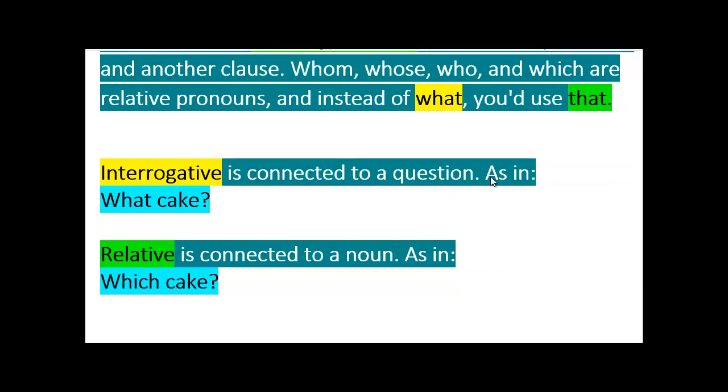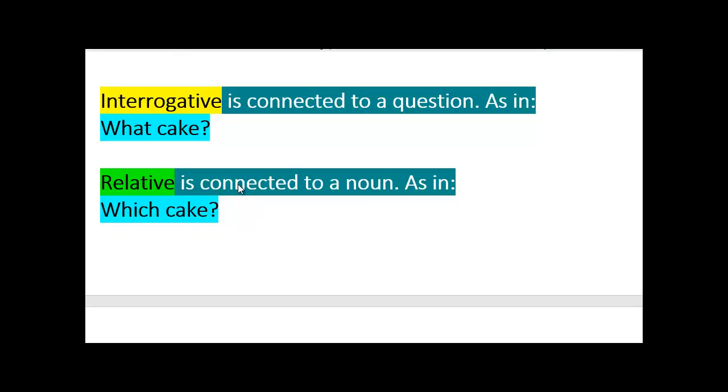In interrogative, when it's connected to a question, an example for that is like, what cake? That's just a direct question. What cake? But in relative, it's connected. You can say which cake. Here which cake is a relative. You're asking about the subject. While with what cake, you want to know if there is a cake or there isn't a cake. While in relative, you say which cake, because you've got lots of cakes and you're going to pick one. While what cake is if you don't know if there is a cake or not. I don't know if that example is clear enough, but we'll try.